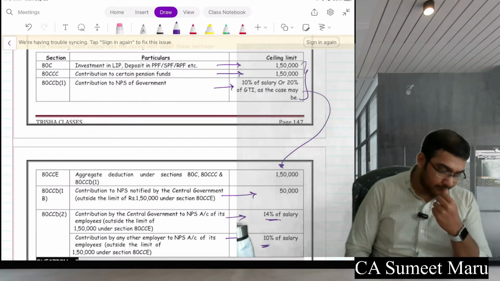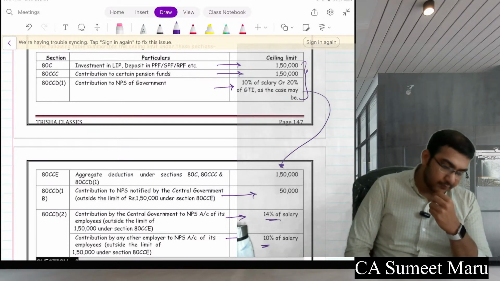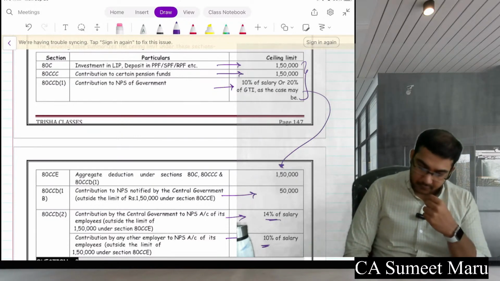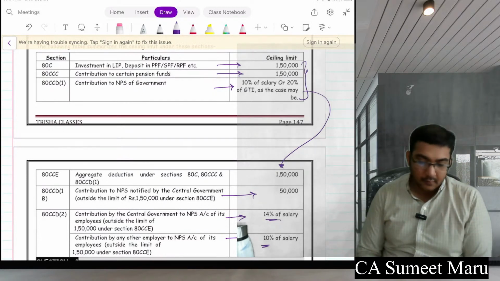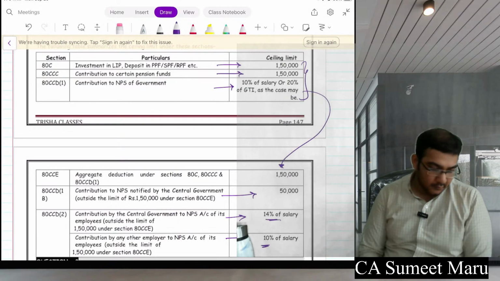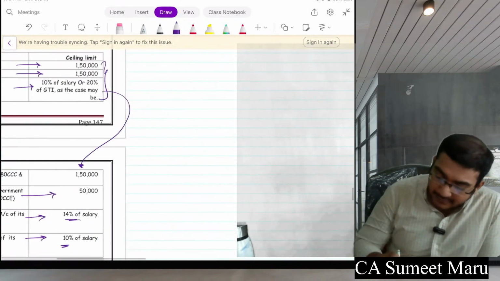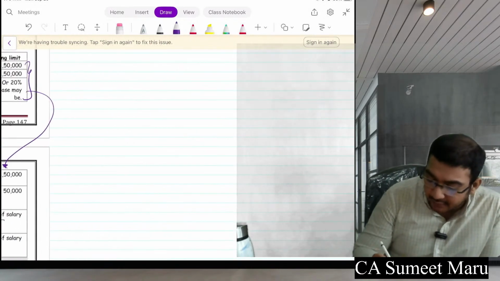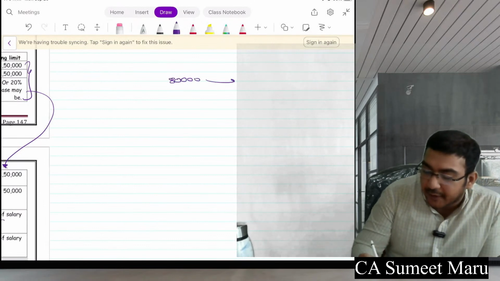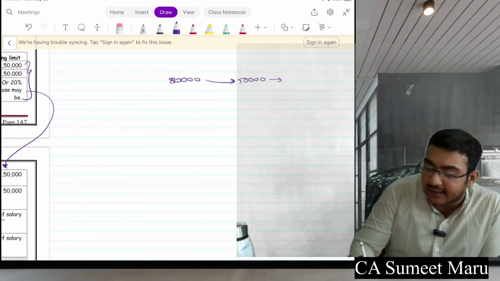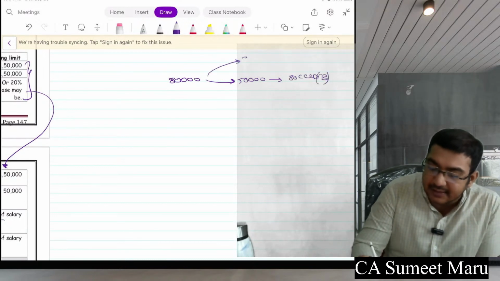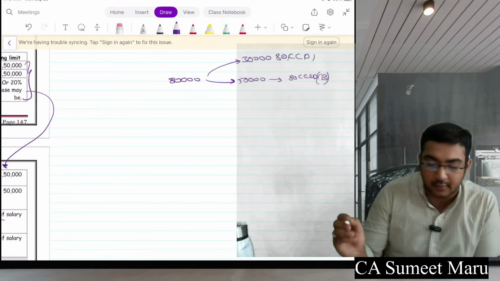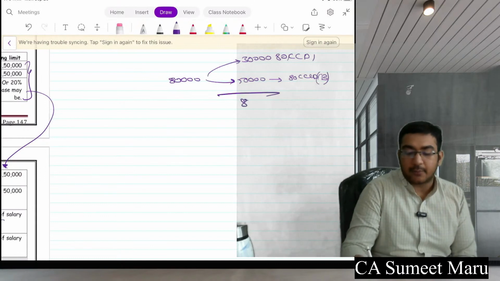Yes, what, Hriday? Yeah, Hriday. So for example, see, I have paid say 80,000. So 50%, up to 50,000, I can get in 80CCD(1B), and balance 30,000 I can get in 80CCD(1). Got it? So total 80,000 आपको ऐसा मिल सकता है.